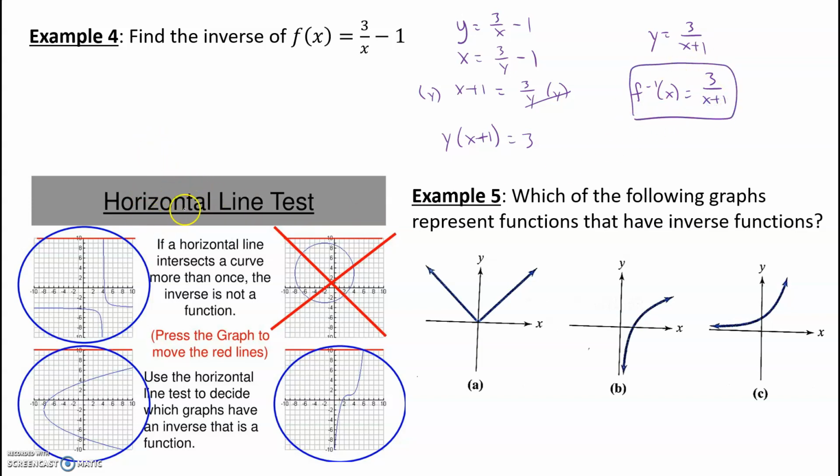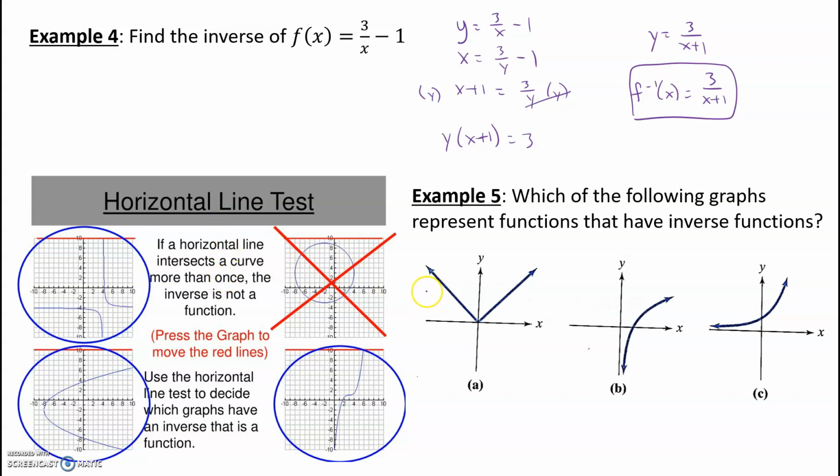The next thing we're going to talk about is the horizontal line test. Remember we did the vertical line test to tell if it was a function? If you look here, vertical line test, yes, it's a function. It's passing the vertical line test. The horizontal line test tells you if the inverse is a function.